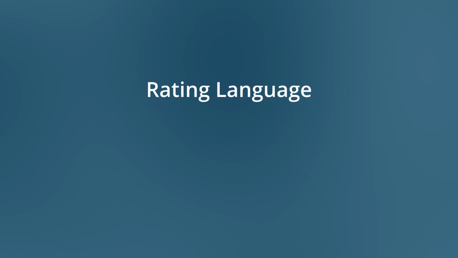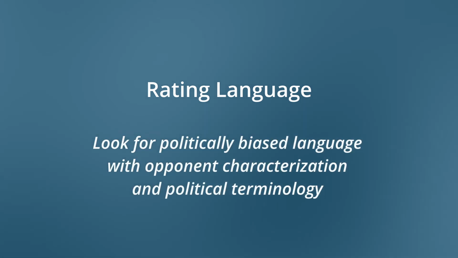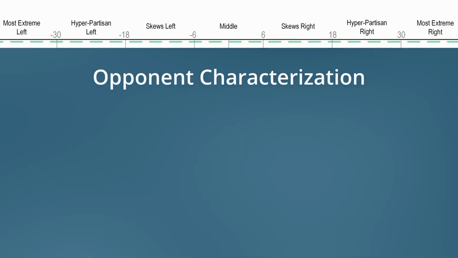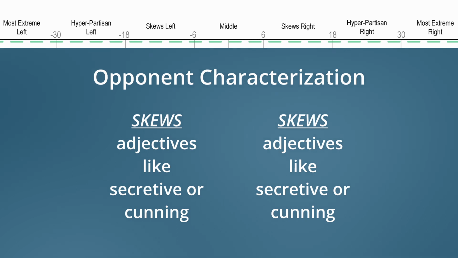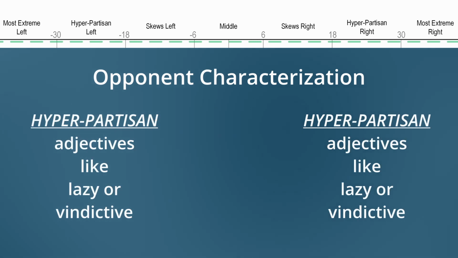It can give you a good sense of an article's bias. Look for politically biased language with opponent characterization and political terminology. Opponent characterization refers to adjectives used for ad hominem or personal attacks on politicians, like mocking someone's physical features. You should be able to tell whether adjectives are fair and neutral or if they indicate a measure of judgment and bias by using context clues and your own personal values. Use your best judgment to determine the degree of bias. Calling an opponent secretive or cunning would typically put that article into the skews left or right category. Using words like lazy or vindictive would push that article into hyper-partisan left or right.